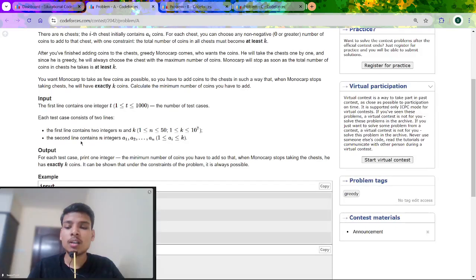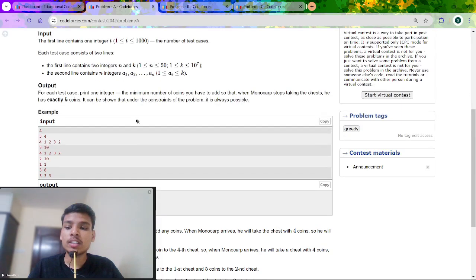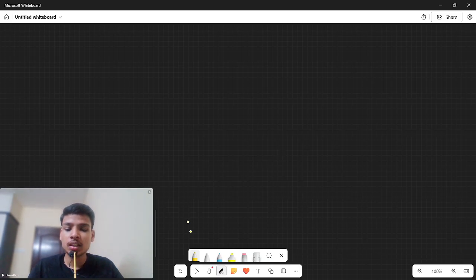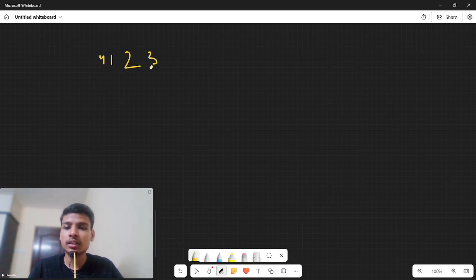Now, what they are asking us is: what is the minimum number of coins that we should add such that when Monocarp stops taking chests, he will have exactly k coins? So how can we solve this problem? Let me tell you with an example. We have 4, 1, 2, 3, and 2.